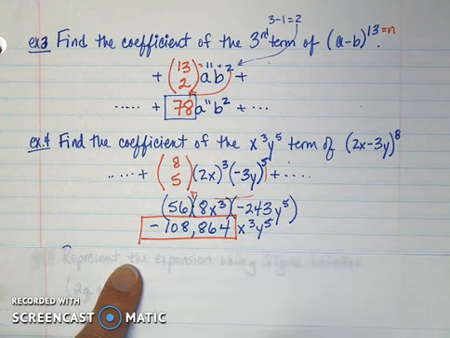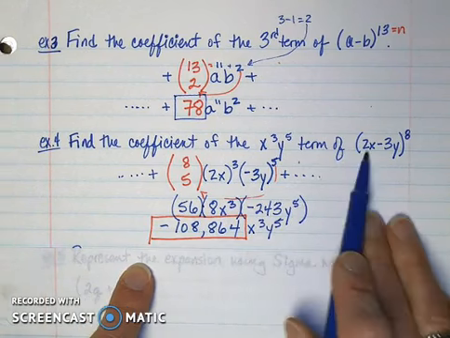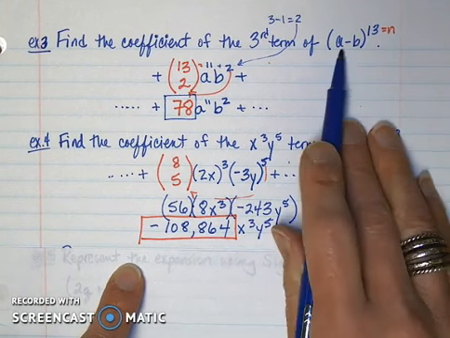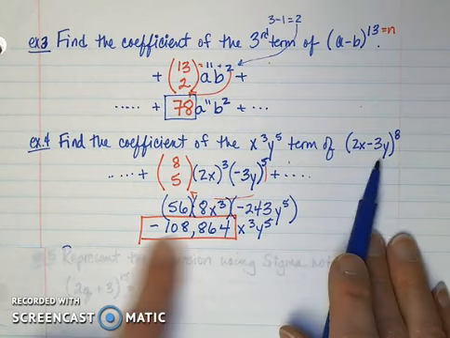This time, if the a and the b aren't just an a and a b, like they were up here, for example, 3, you have to expand that.